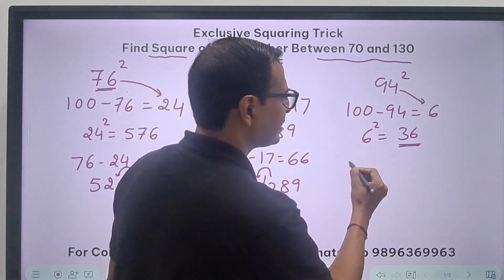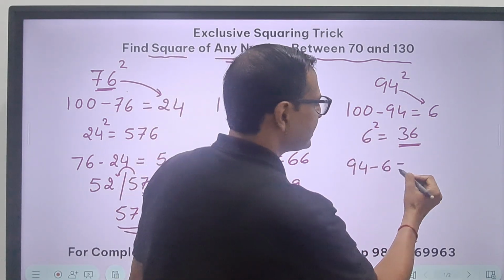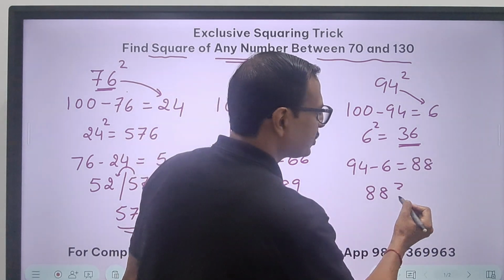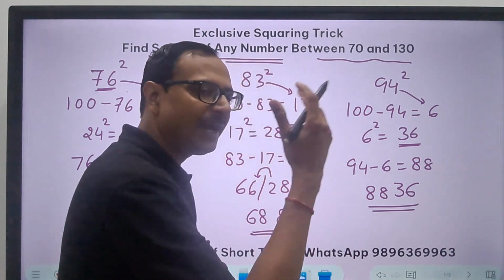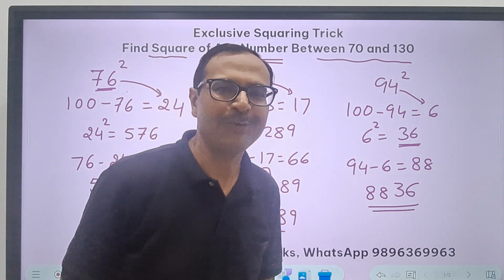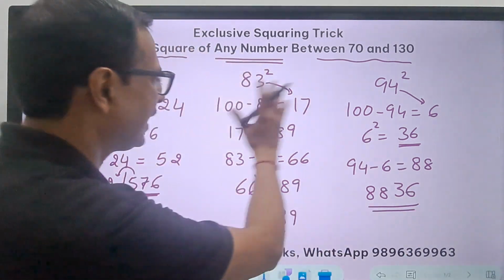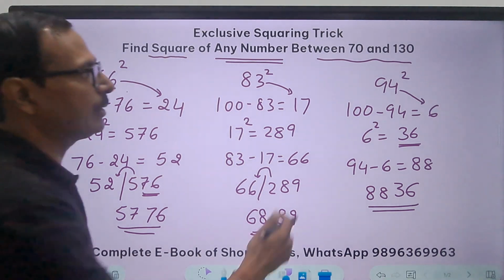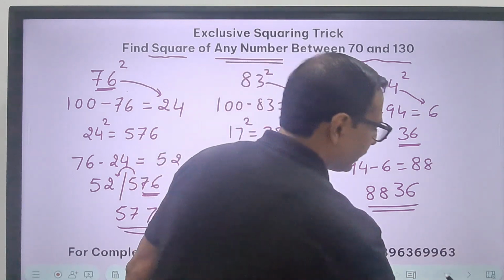Now subtract like this. 94 minus 6 is 88. So where is the answer? 88, and 36 is a 2-digit number, no carry, nothing. 8836 is the square of 94. Now pick up the calculator and check all these. If you get it right, we can move on to the numbers which are more than 100.